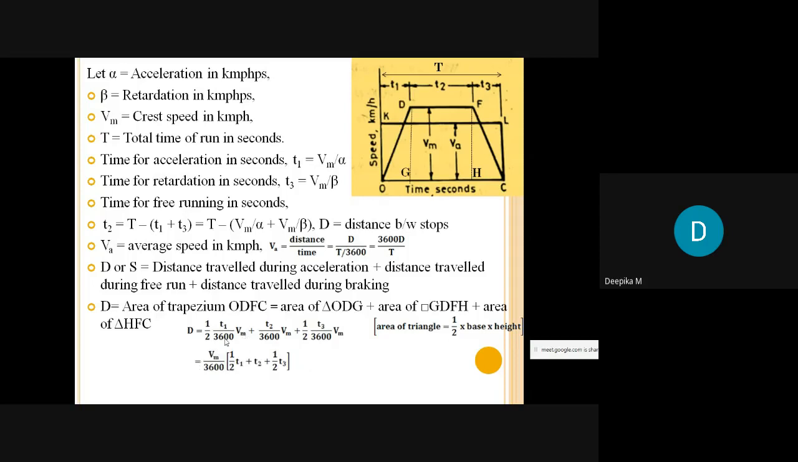Now I'll take Vm by 3600 as common. If I take Vm by 3600 as common, then what I have written over here is half T1 plus T2 plus half into T3. So this is the thing.